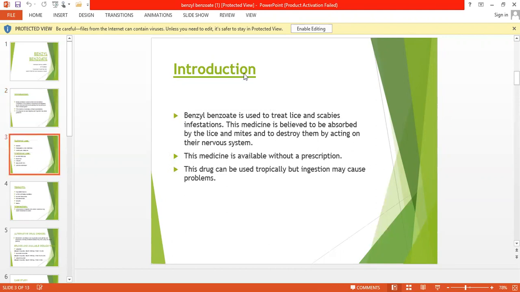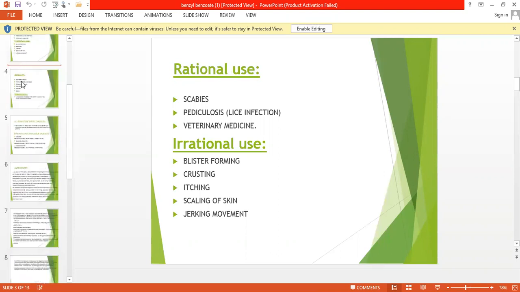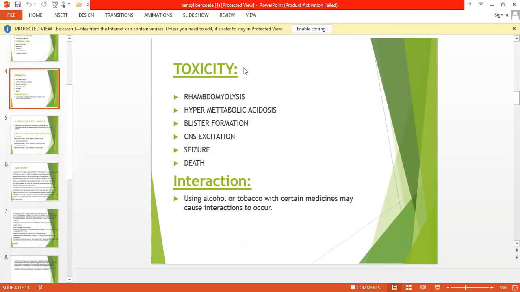Here are some rational uses of benzyl benzoate, that is scabies, pediculosis, veterinary medicines. And these are the irrational use of benzyl benzoate, that is blister forming, crusting, itching, scaling of skin, jerky movement. Here is the toxicity, that is rhabdomyolysis, hypermetabolic acidosis, blister formation, CNS excitation, seizures and death.